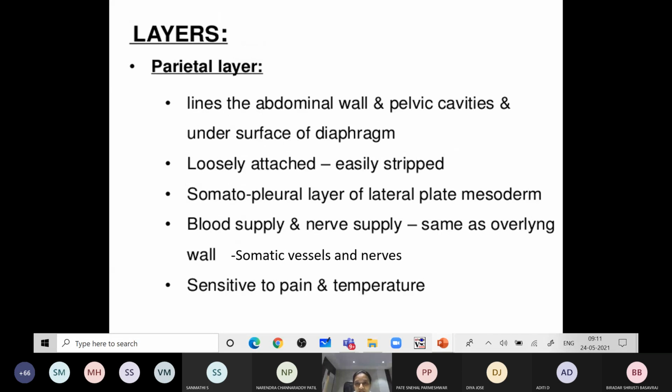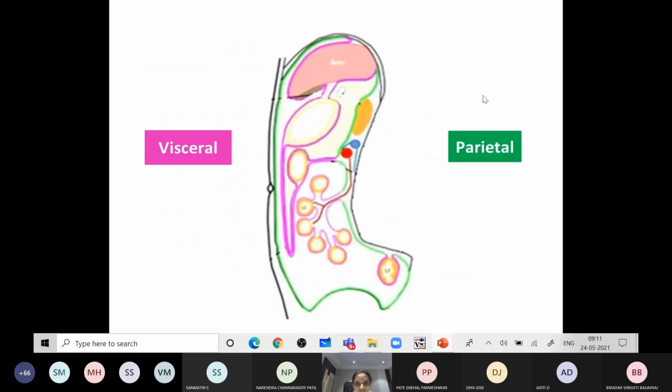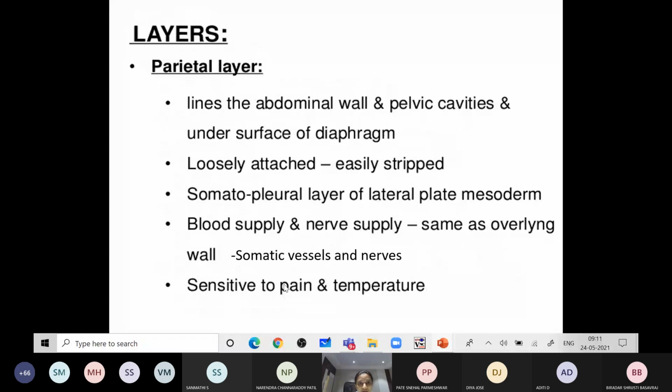The parietal layer lines the abdominal cavity, the pelvic cavities, and the undersurface of the diaphragm. You can see it lines the intra-abdominal wall, diaphragm, posterior abdominal wall, and the pelvic cavities. This parietal layer is loosely attached to these structures, so it can be stripped easily. It is derived from the somatopleuric layer of lateral plate mesoderm.